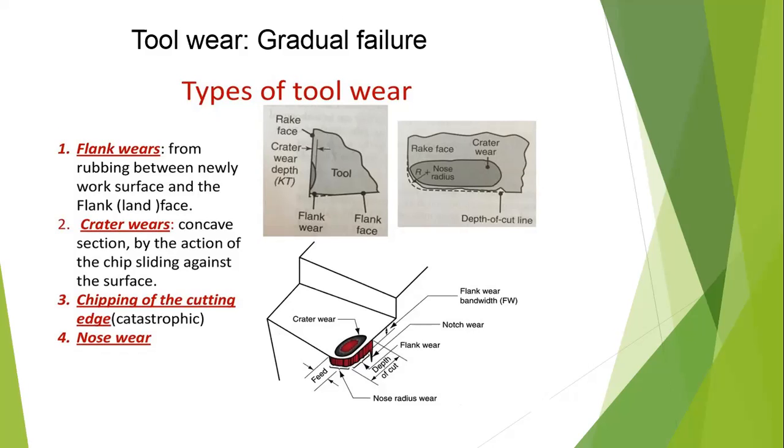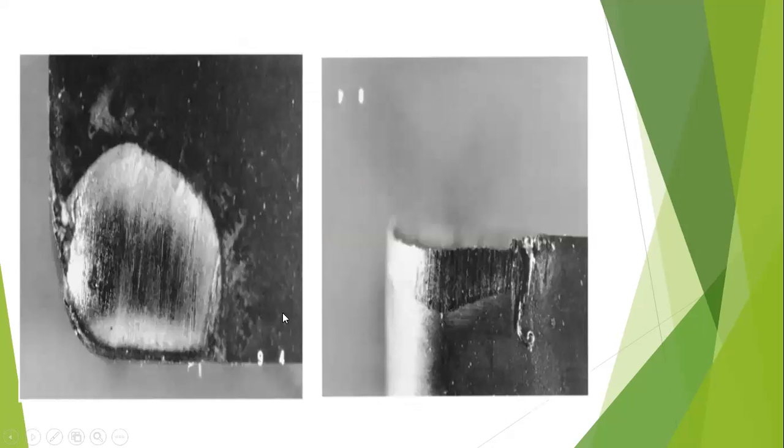Chipping of the cutting tools is indicated in the picture. Notch wear means chipping on the cutting edge, and nose radius wear means wear at the nose. In picture A, there is crater wear, and in the other picture, flank wear.